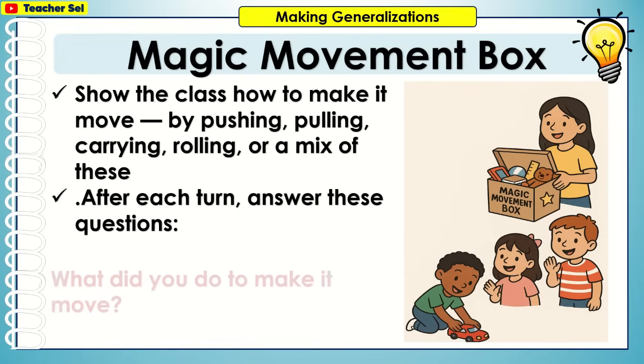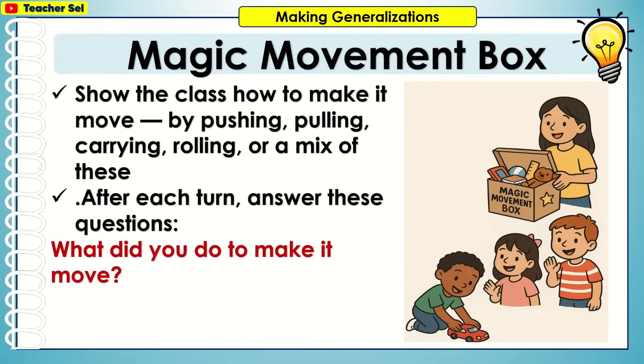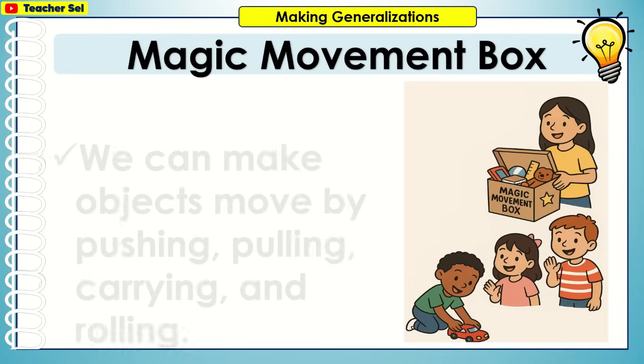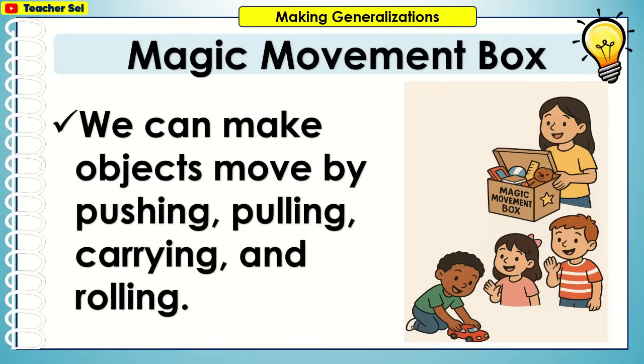After each turn, answer these questions. What did you do to make it move? Did you push, pull, carry, roll, or use a combination? We can make objects move by pushing, pulling, carrying, and rolling.